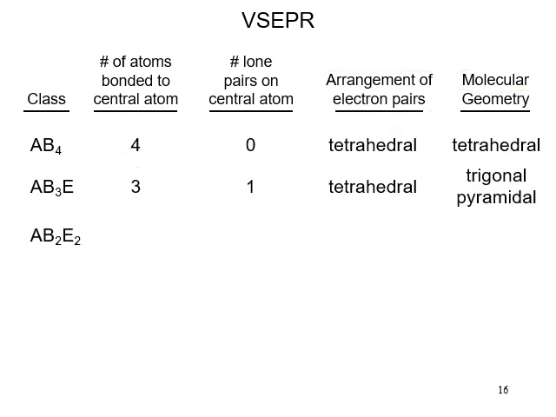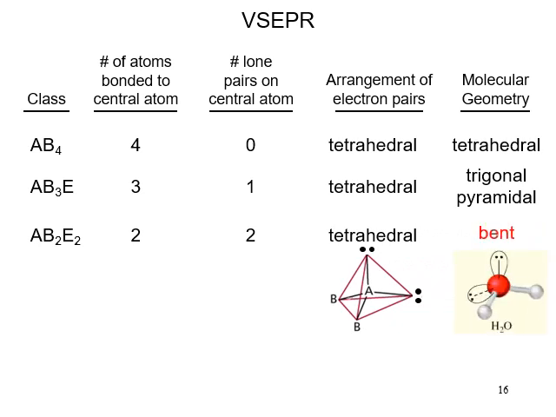Now we can put 2 lone pairs, and if you remember, water was our example on that previous slide. 2 atoms, 2 lone pairs, overall tetrahedralness, and then it becomes bent. And the reason it's bent is because we are just looking at the atoms themselves, and that's the atoms.